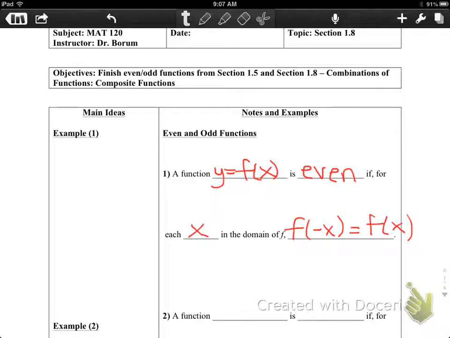Okay, so this is a new section, and this is finishing section 1.5 and beginning 1.8, and I'm going to stop with you all where I stopped with my 9 o'clock class, so on Friday we'll all be on the same page.